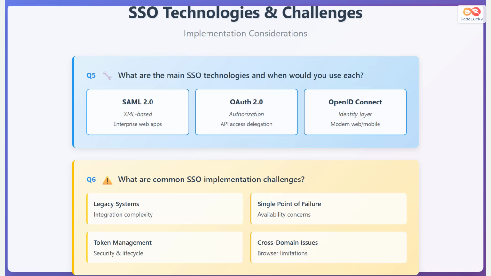Common SSO implementation challenges include legacy systems that may lack modern authentication support, creating integration complexity. Single point of failure concerns arise when the identity provider becomes unavailable. Token management involves securing token lifecycle and preventing unauthorized access. Cross-domain issues can occur due to browser security limitations and same-origin policies.